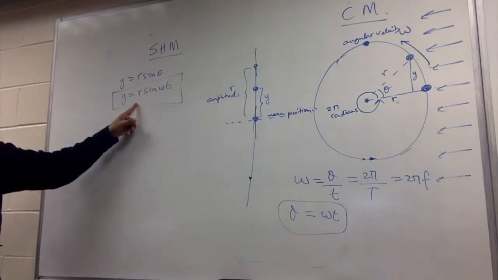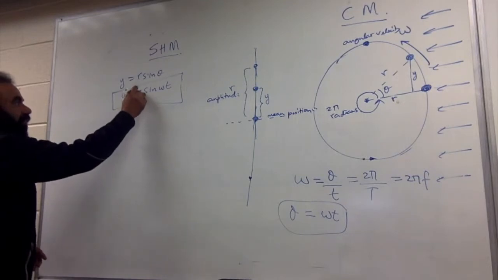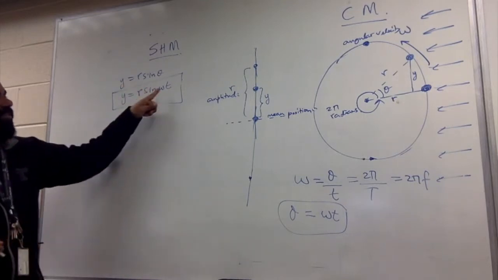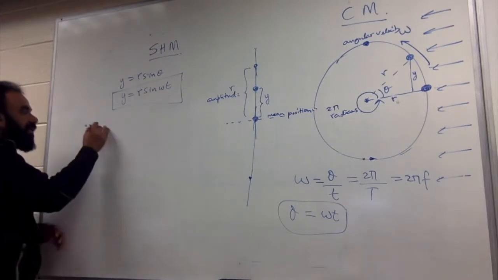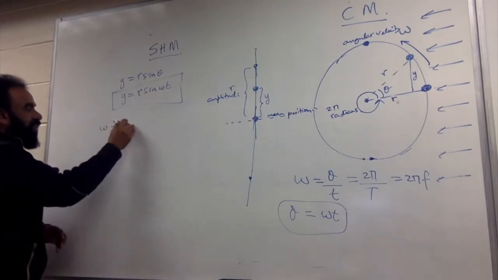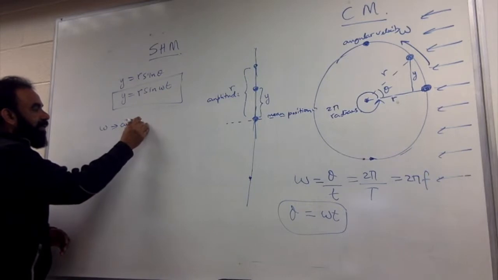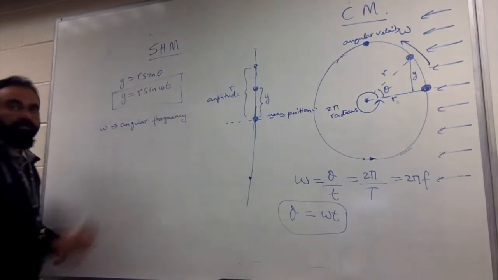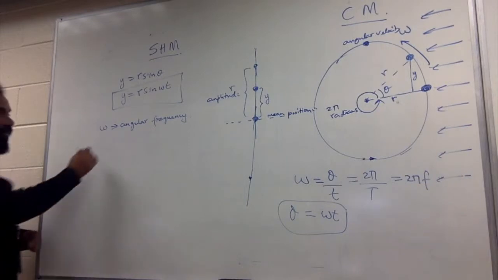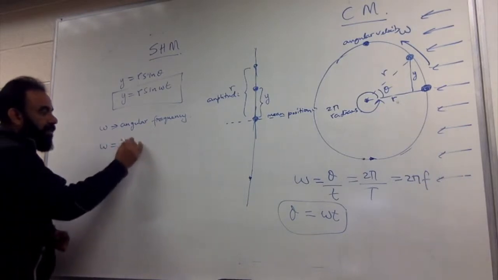But that has angular velocity in it. What is R standing for? Amplitude. What is T? Time. What is omega? Angular velocity. It's not called angular velocity anymore. It's called angular frequency. And what is omega? Omega is 2 pi f.